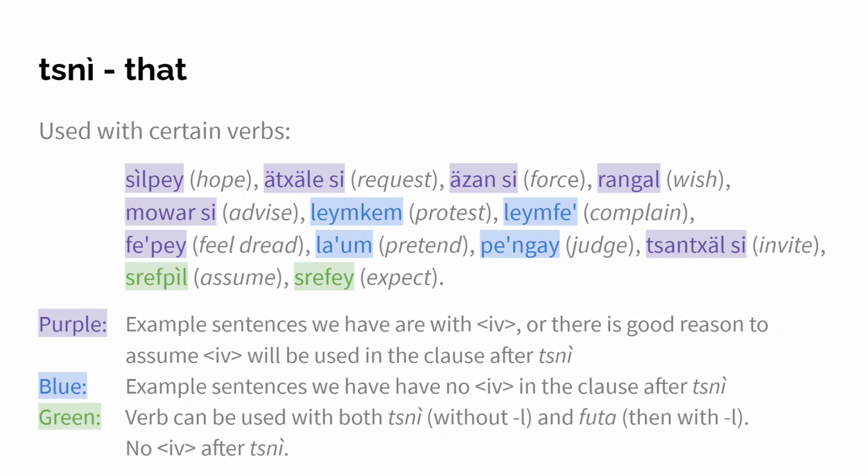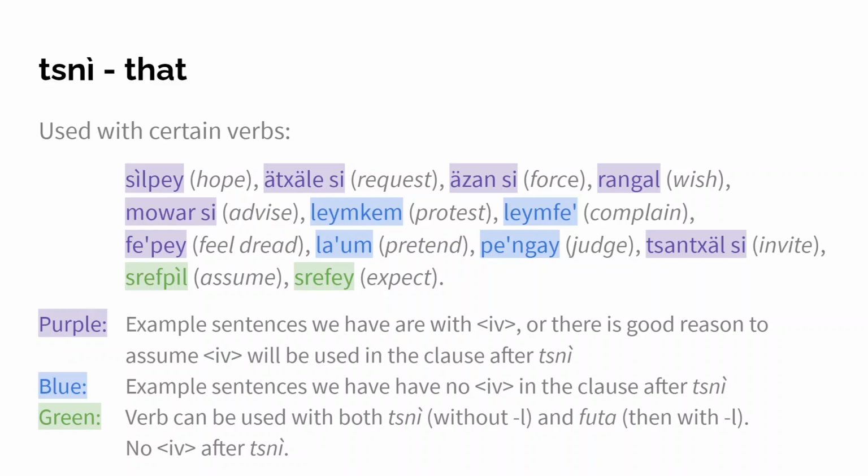Mungwrrtxo, to advise, and fteke, feel dread, and also tsnì, to invite, all need the eve infix after the tsnì. Then we have lamke, to protest, lamfe, to complain, laum, to pretend, and tengfya, to judge. For these we have example sentences that do not have eve in the clause after tsnì. And then we have lastly srefbil and srefey, to assume and to expect. Those two are very interesting because they can be used in two different ways.